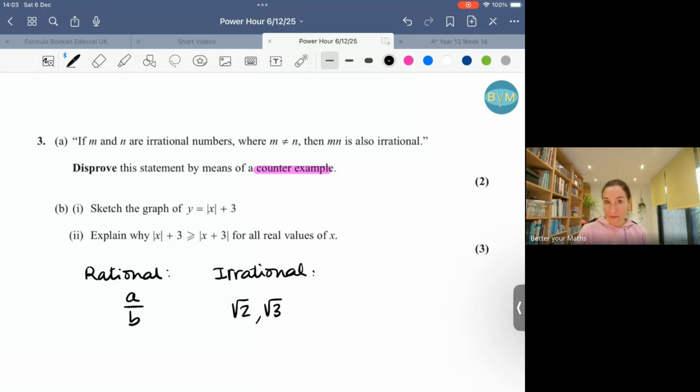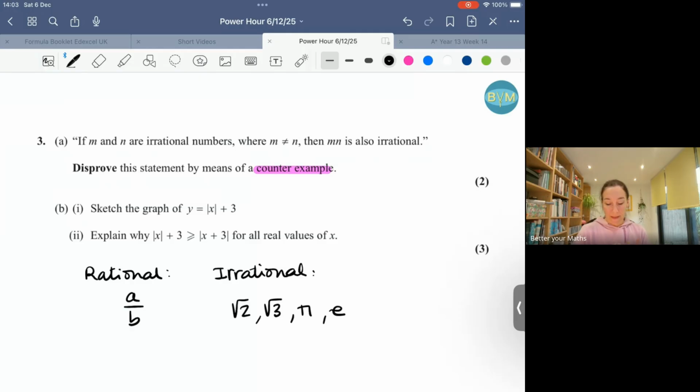More examples of irrational numbers. One famous one, pi, and the number e. So any root that is not a square number is going to be an irrational number. We cannot write a fraction with it. And pi and e are irrational numbers.